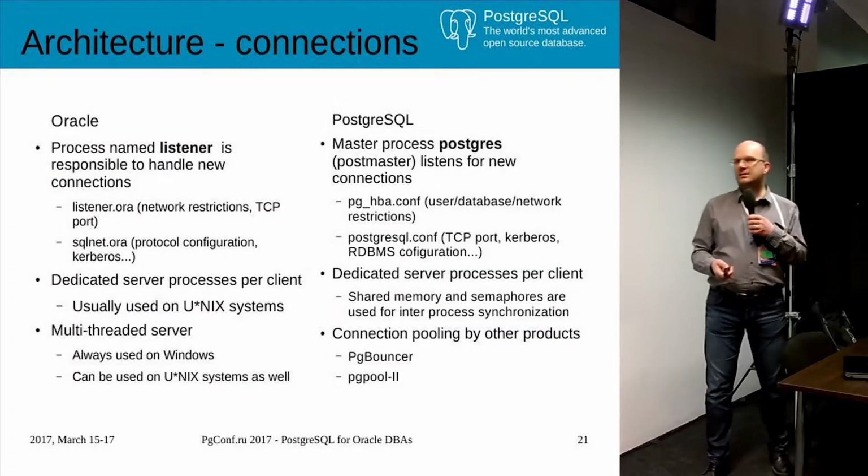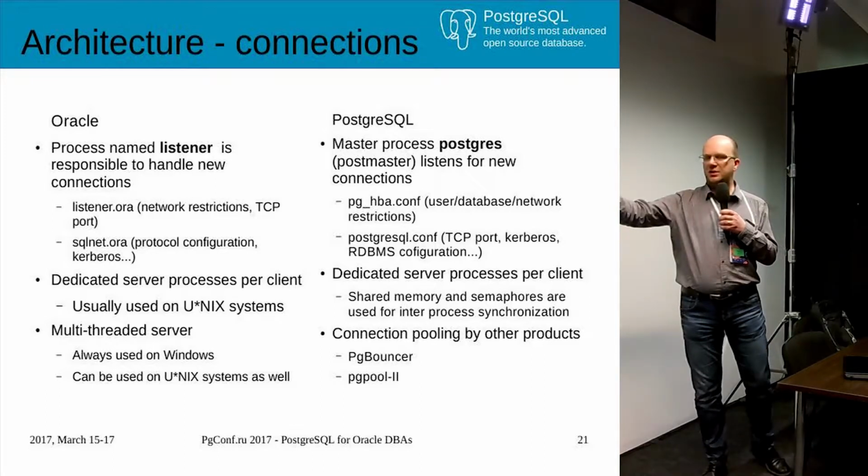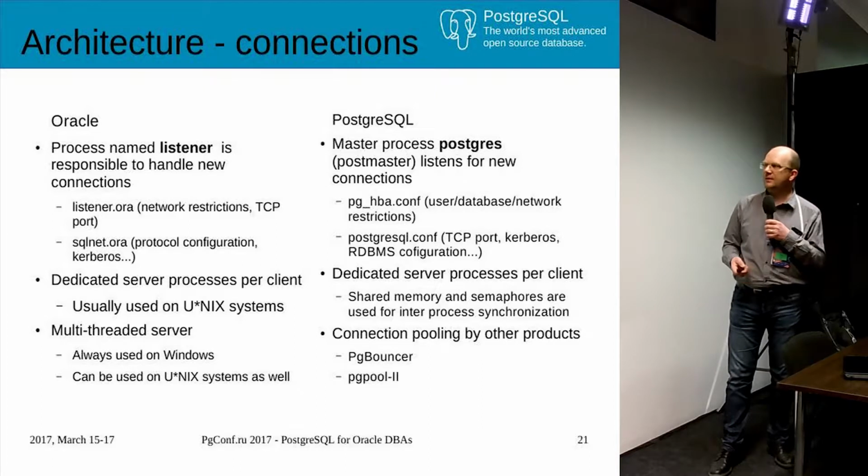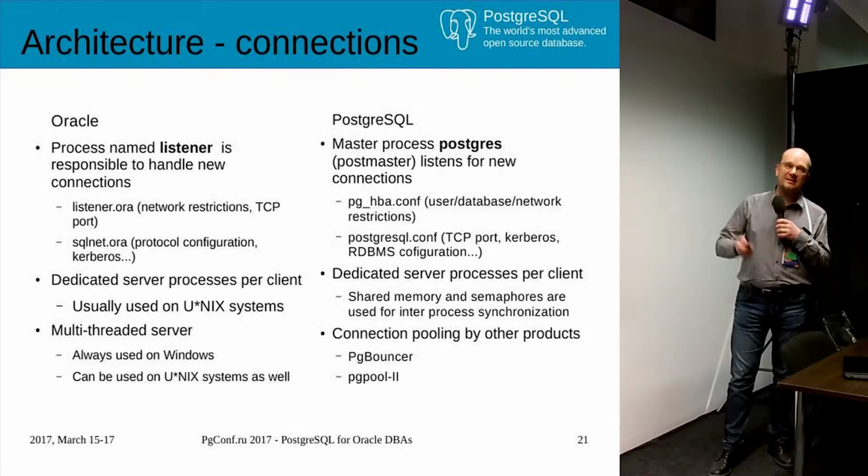pg_hba.conf defines the restrictions, which hosts might connect to which databases and which users. postgresql.conf is the main configuration file, always a dedicated server process per client. And if you need some kind of connection pooling, use PgBouncer, please. PgPool is, I think, too complicated to have up and running, but it's an option if you need it for some reason.